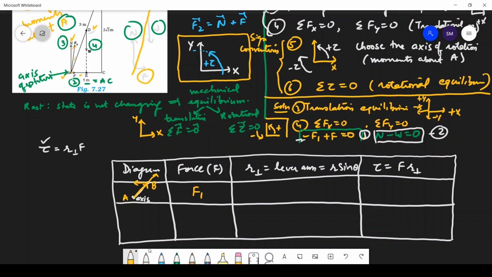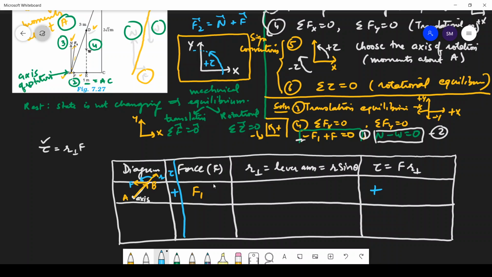So what will be the direction of the torque? This is your R, this is your F. So R cross F. Which direction is it, clockwise or anti-clockwise? Anti-clockwise. So anti-clockwise, the torque will be positive, right? So this diagram will tell you whether the tau is positive or negative. So here the tau is positive.